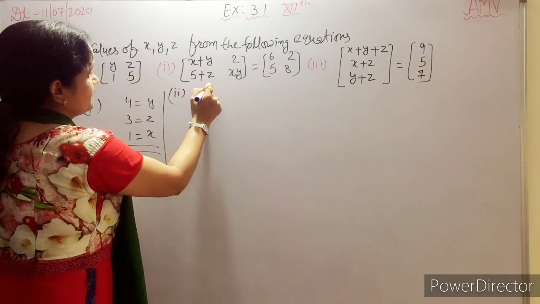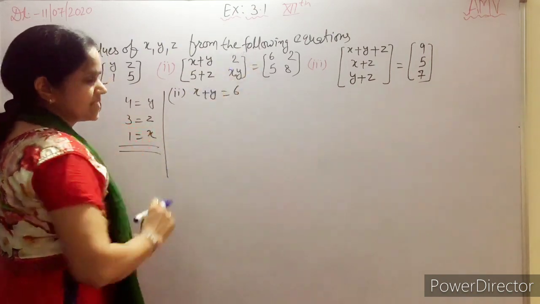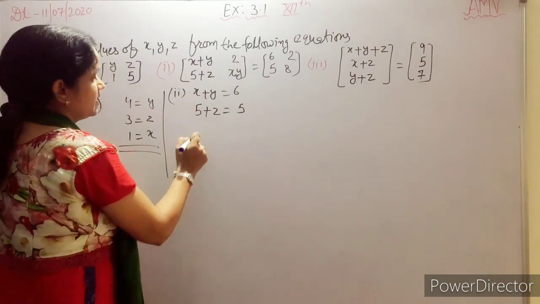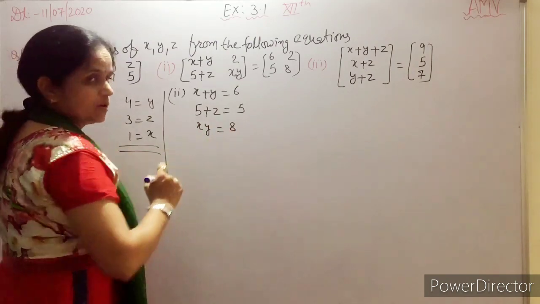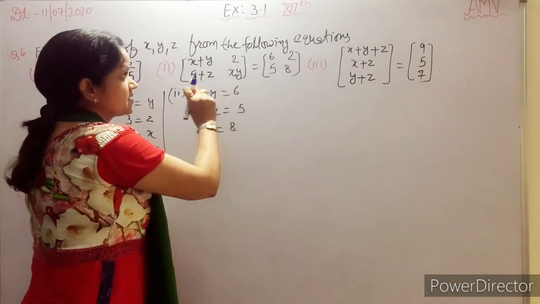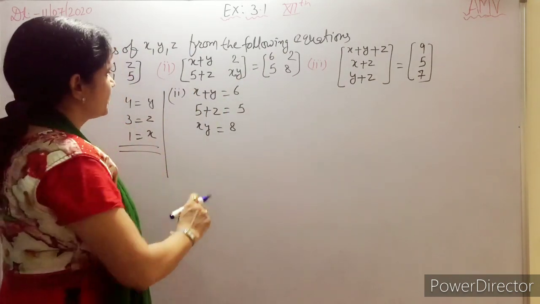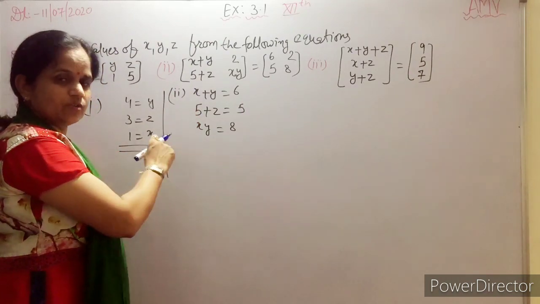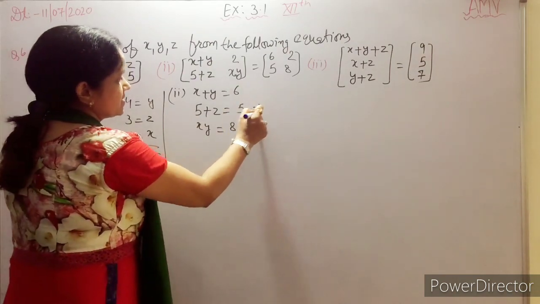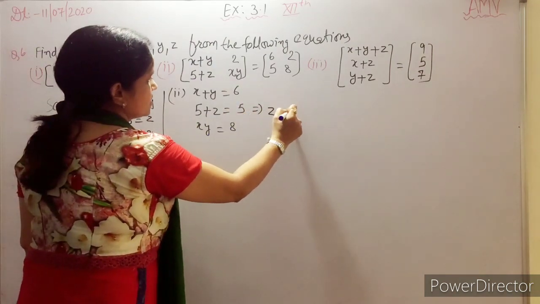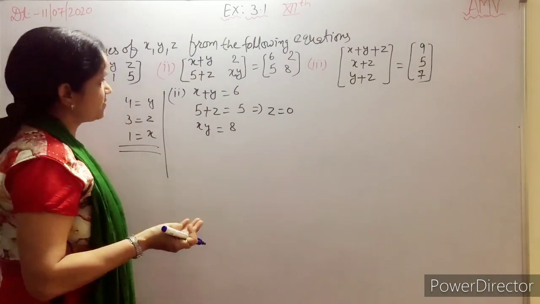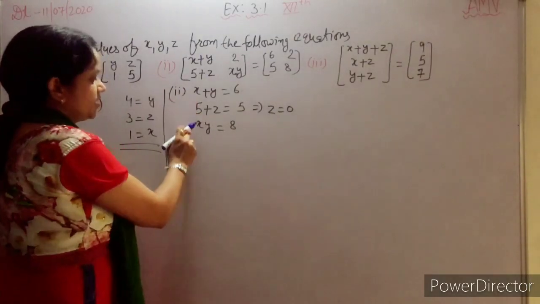For the second part, here student, x plus y is equal to 6, and 5 plus z is equal to 5, and xy is equal to 8. Equate the corresponding elements if the equal to sign is given between two matrices. Okay. And now students, solve these equations. You will find the values of x, y and z. So first, very simple, from this equation z is equal to 0. Now solve these two equations by the substitution method.